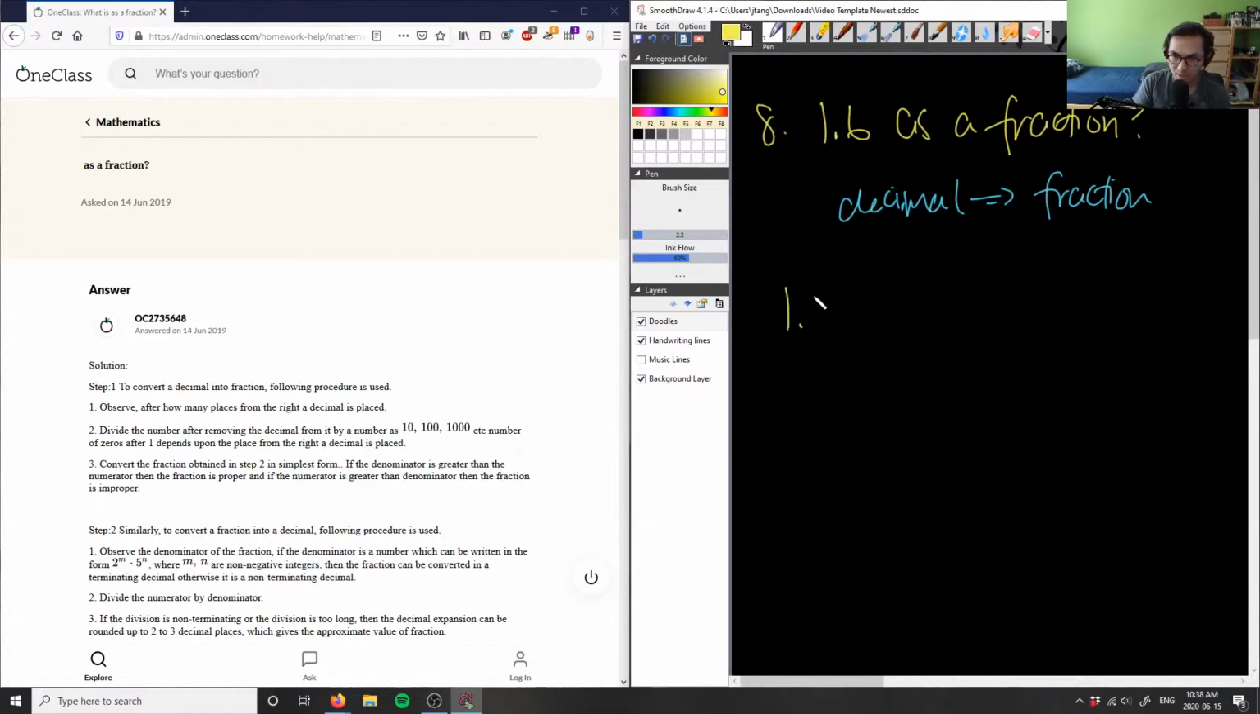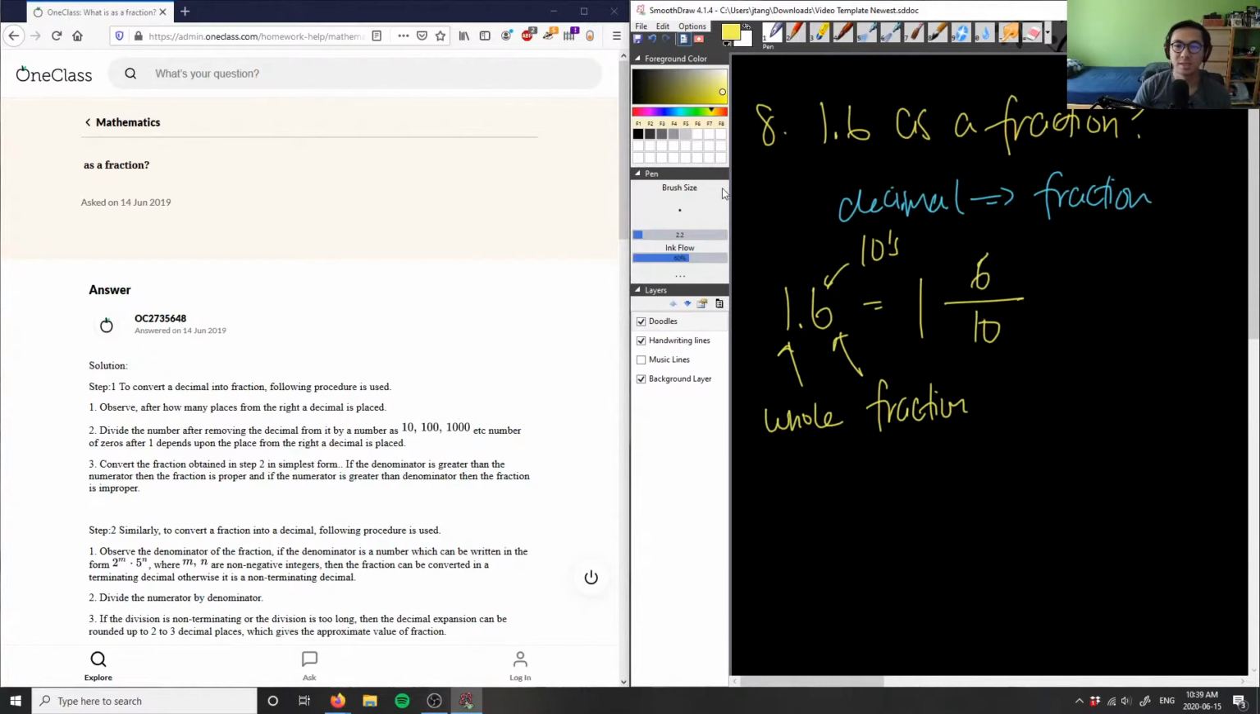So I have 1.6 here, and this here is my whole part, and this here is going to be my fraction part, right? So this is going to equal 1, which is the whole part here, and 6 here is going to be my fraction part. And as you can see, this 6 here lies in the tens digit of a decimal. So therefore, if it lies in the tens digit, I can say that the denominator here is going to be 10, and the numerator is whatever is in the decimal place here, which is going to equal 6. So this is 1 and 6/10 here.